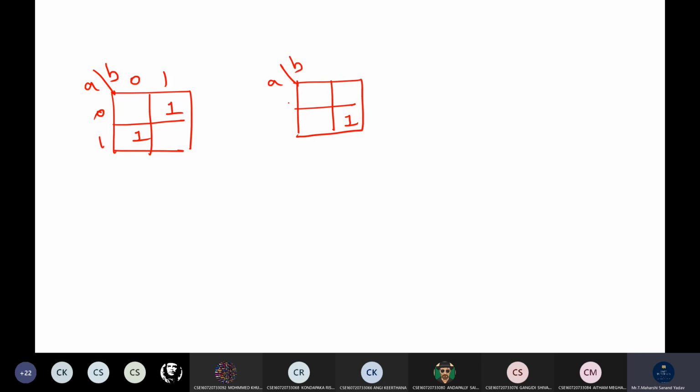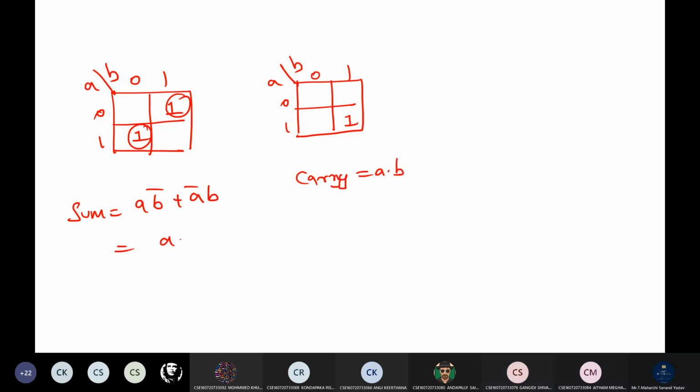Inputs are A and B. This is 0, 1, 0, 1. So pairing is not possible. So singles will be 2 there. If you write the answer, it will be A bar B plus A B bar, that is A XOR B. Carry is equal to A dot B. Done. So these are the Boolean expressions which we got for sum and carry.